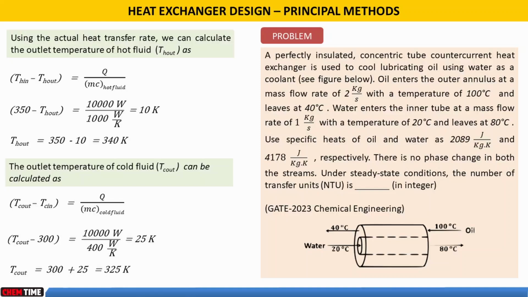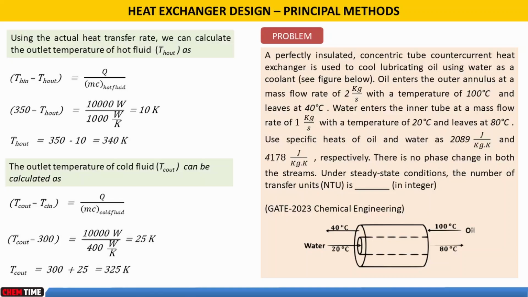The second problem, where normally, as we mentioned earlier, NTU is used for calculating the outlet temperatures. But in this particular problem, all the temperatures are given and we are asked to calculate the NTU, that is, the number of transfer units. This is the problem. A perfectly insulated concentric tube countercurrent heat exchanger is used to cool lubricating oil using water as a coolant, as shown in the figure.